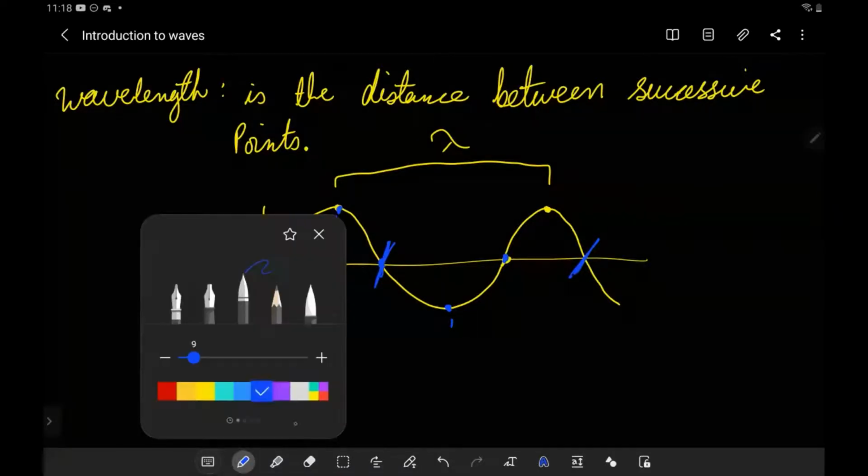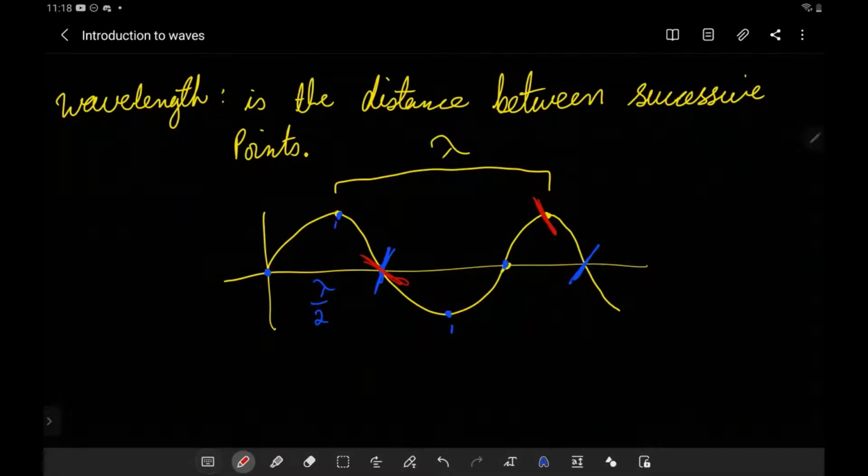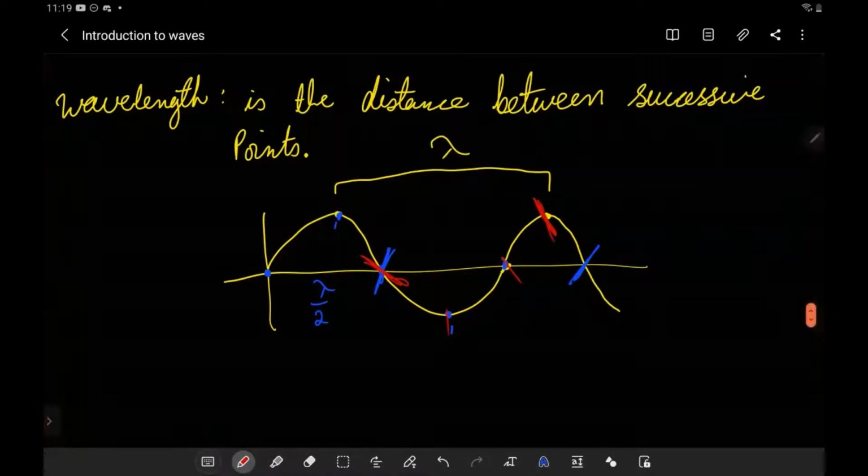So what about from here to, let's say, here? No, it's 3/4, because you have a quarter here, and the next quarter here. Remember, from here to here is a half. So half of a half is a quarter.